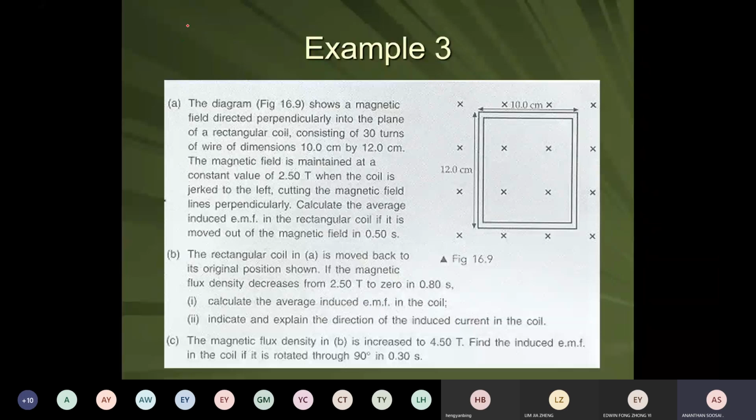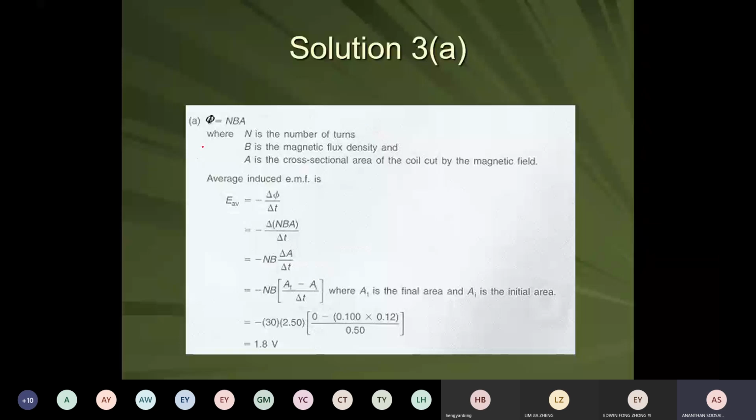So initial flux is B dot A dot N, right? B dot A dot N will give you the initial flux. Sorry, not final, initial flux. B how much? B we know is 2.5. A is the area, 10 times 12, but change to meter, and N is 30. Okay. So yeah, that's the answer for part A.